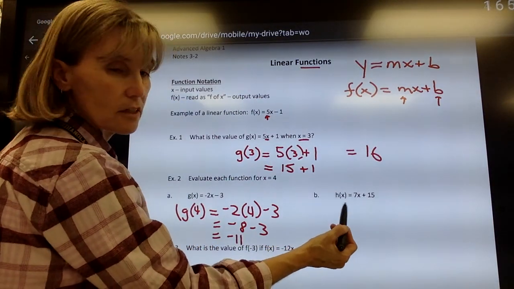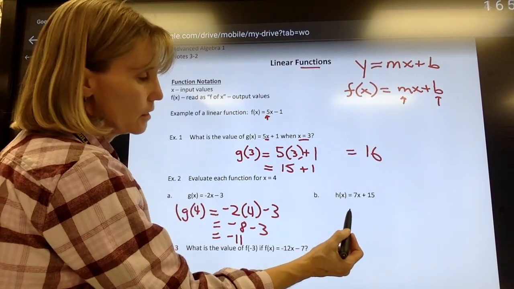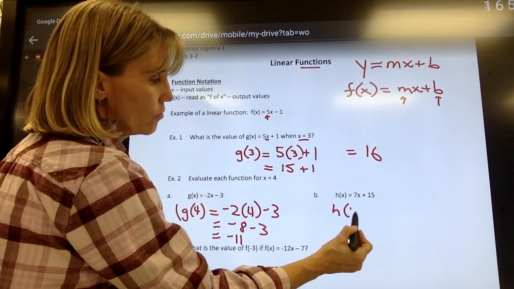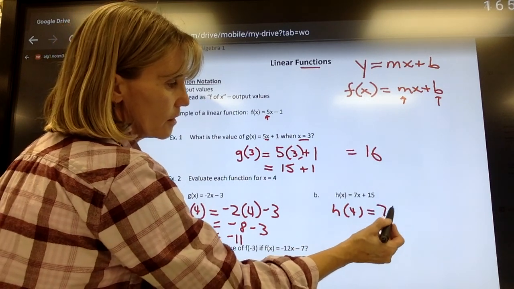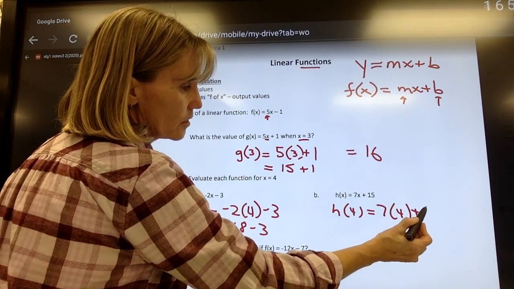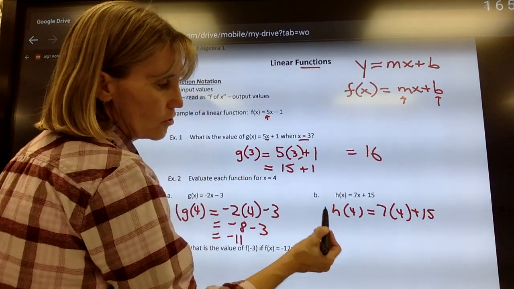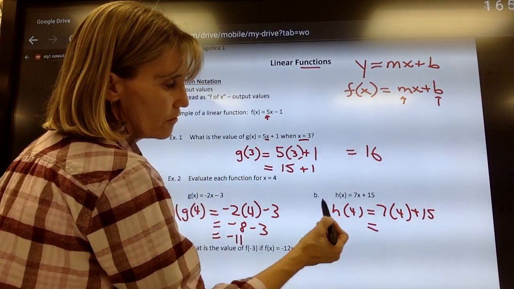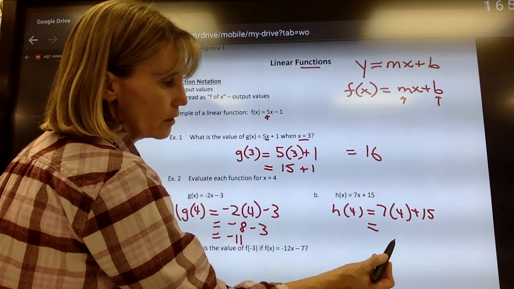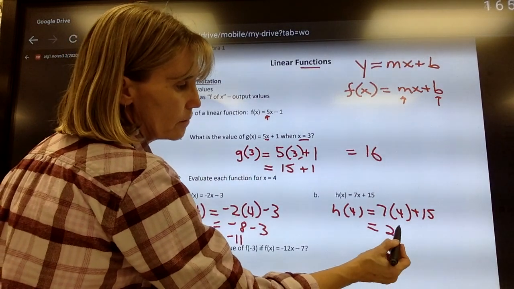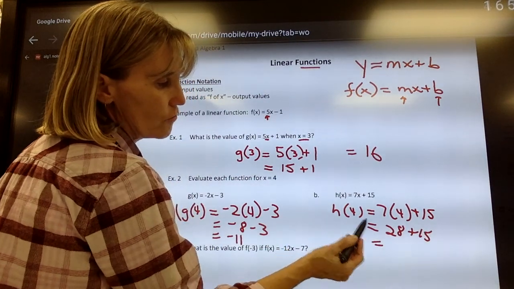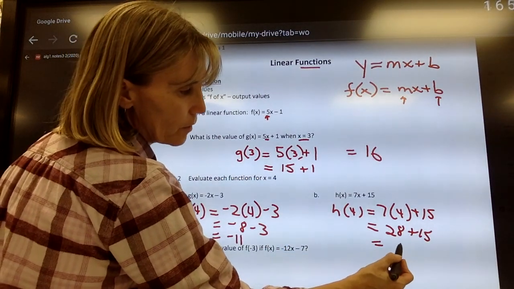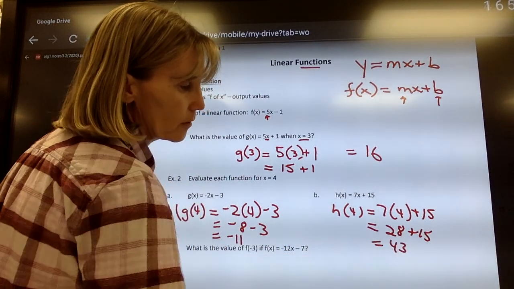Okay, same thing. This is a different function. This is h of x. So I'm going to say h of, we're still plugging 4 in for x, so h of 4 equals 7 times 4 plus 15. Again, there's nothing to evaluate over here. That's just the function name and that we're plugging 4 in. 7 times 4 is 28 plus 15. We say the value of h of 4 is, we add these together, and I get 43.